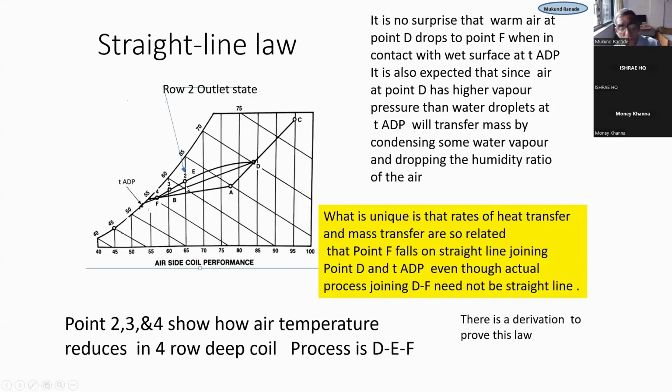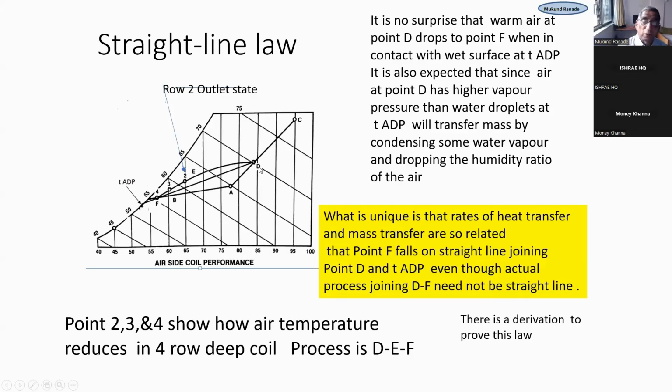So the last row, and there is a big derivation given in the books of how this happens or how this is proved. So this is not a law, this is a proven derivation. Though it is called a law, there is a derivation for this. And the final point of the last row always falls on the line.